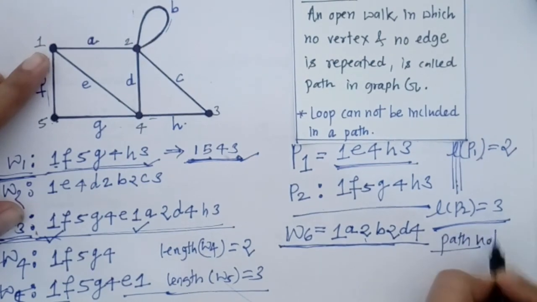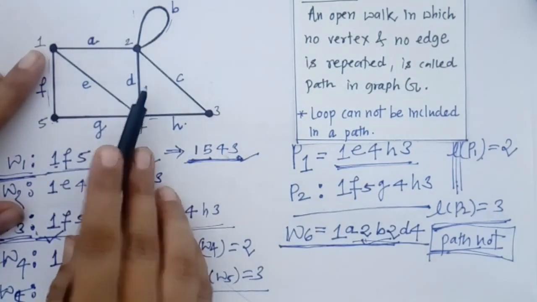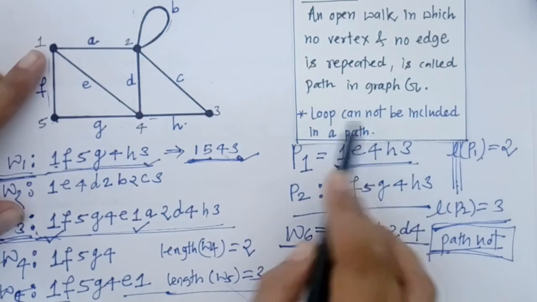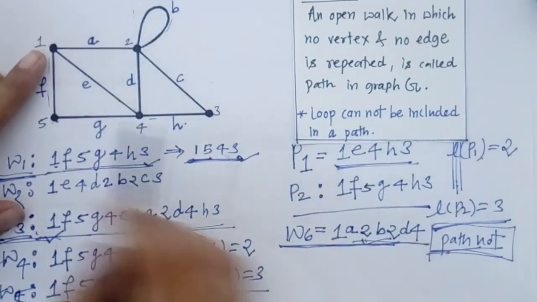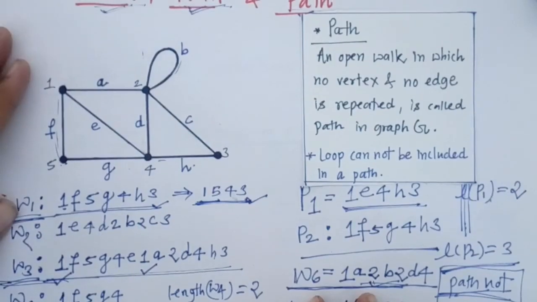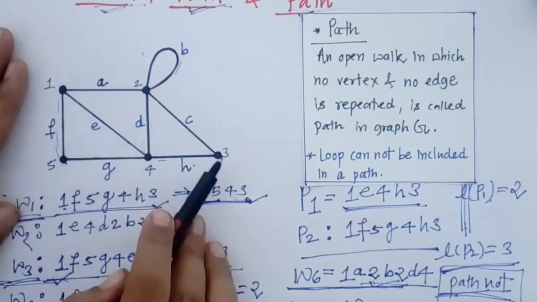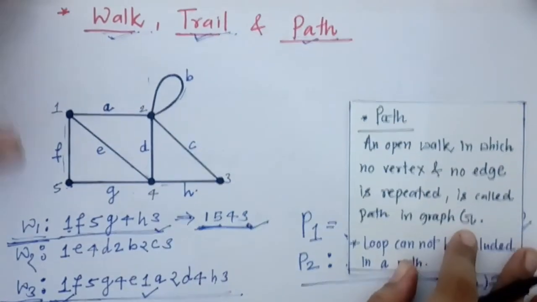This is not a path, right? Why is this not a path? Because in this walk we have repetition of vertex. So we can say that in a path, a loop cannot be included. Thus we can say that walk, trail and path are ways by which we can travel from one vertex to another vertex. So we have seen walk, trail and path.